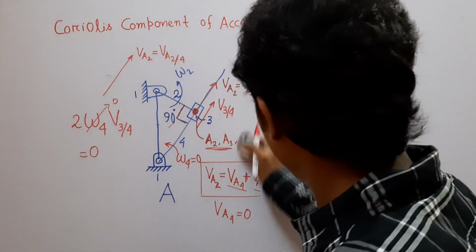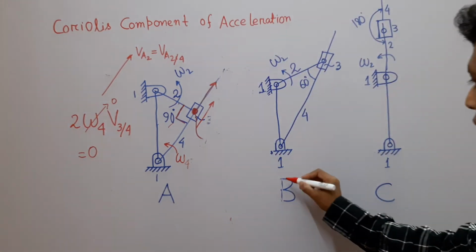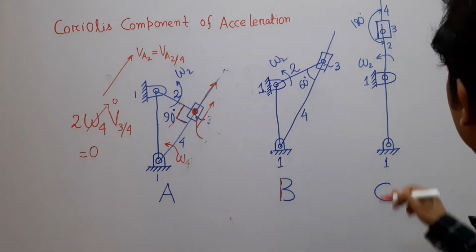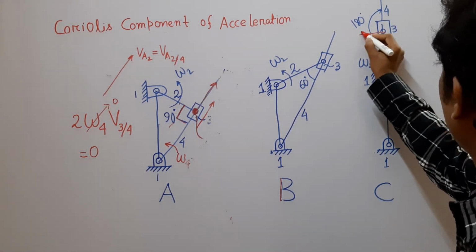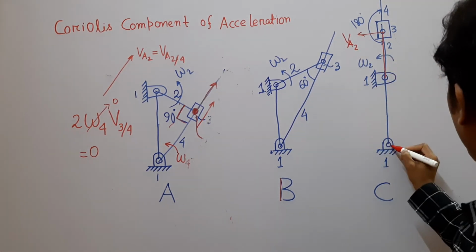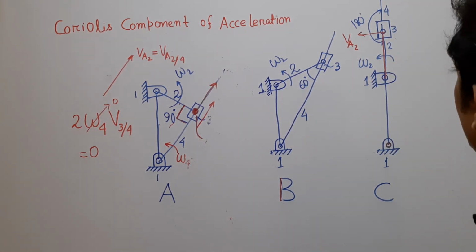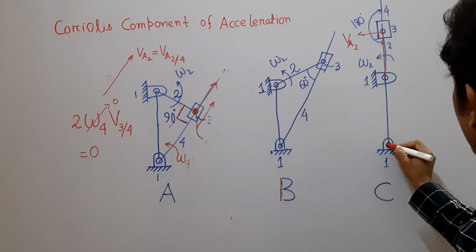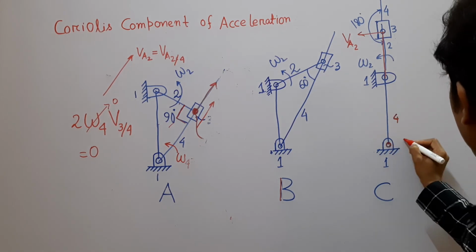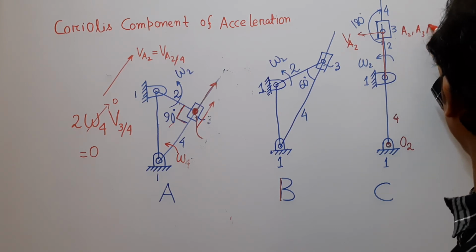Now come to this position. Let me erase these things. I will describe it later. Now come to C. At position C, what is VA2? This is VA2. 2 is this one and 4 is this, so 2 and 4 are overlapped here. And what is the direction of VA4? VA4 is also perpendicular to link 4. This is link 4. Say this is O2 and this is A2, A3, A4.